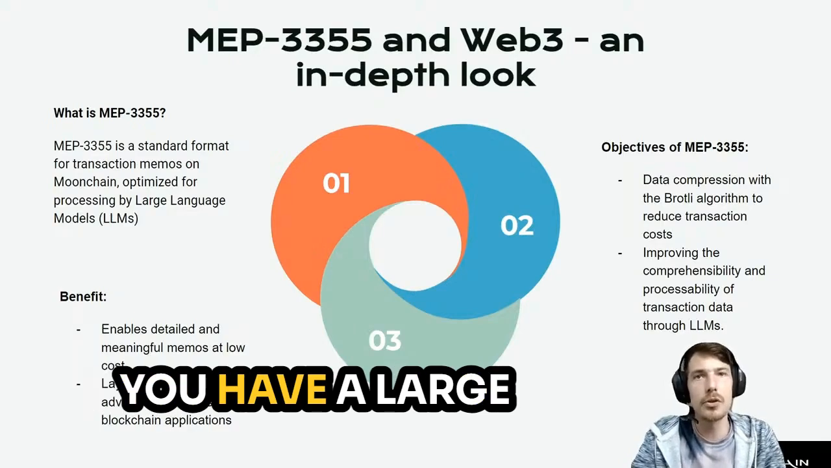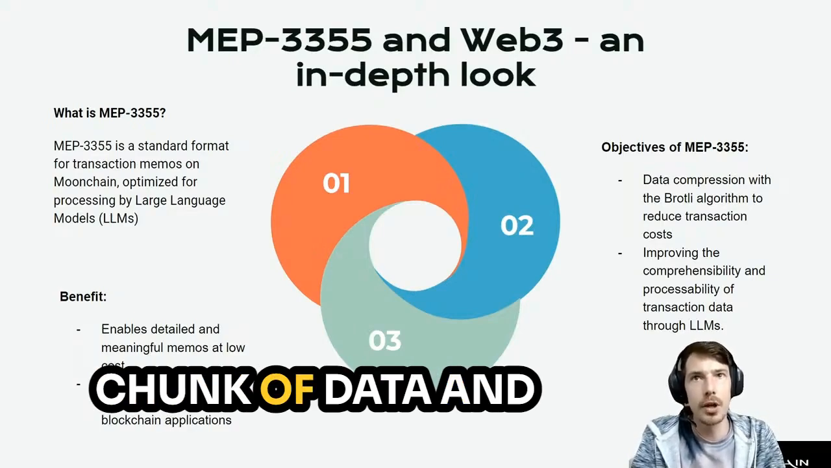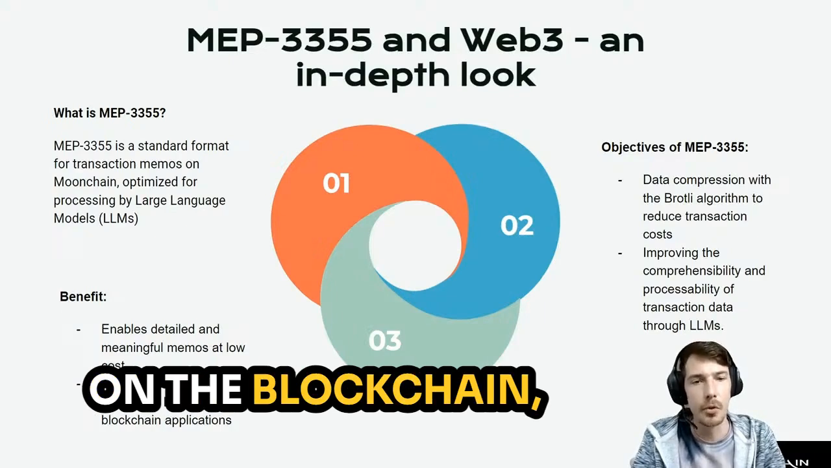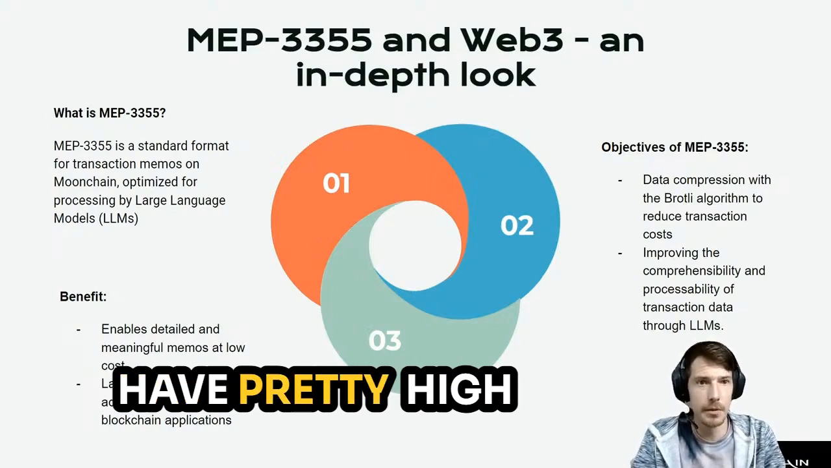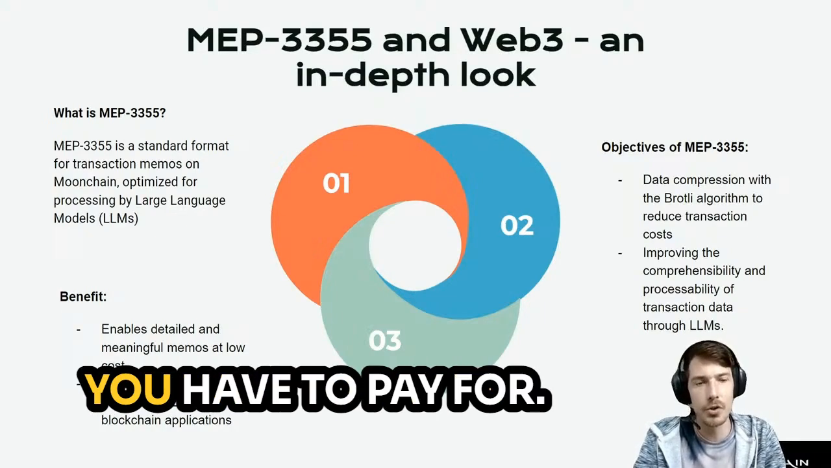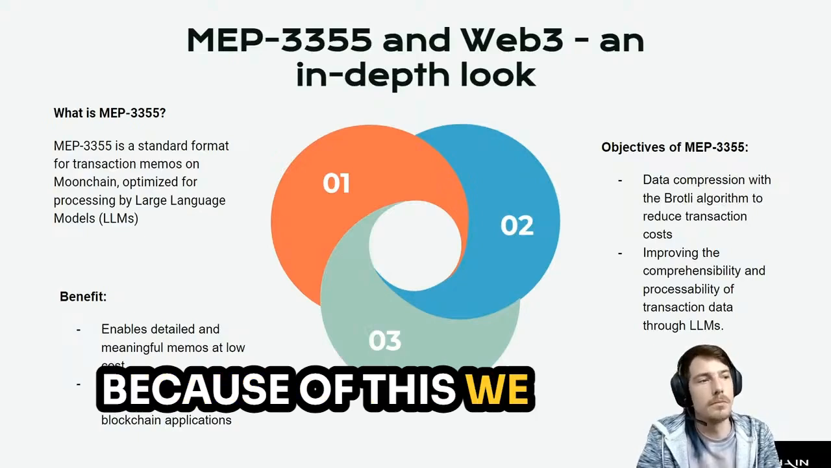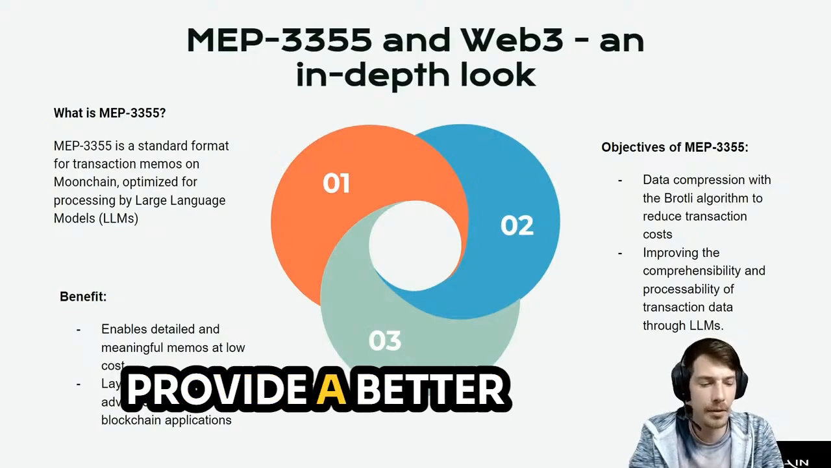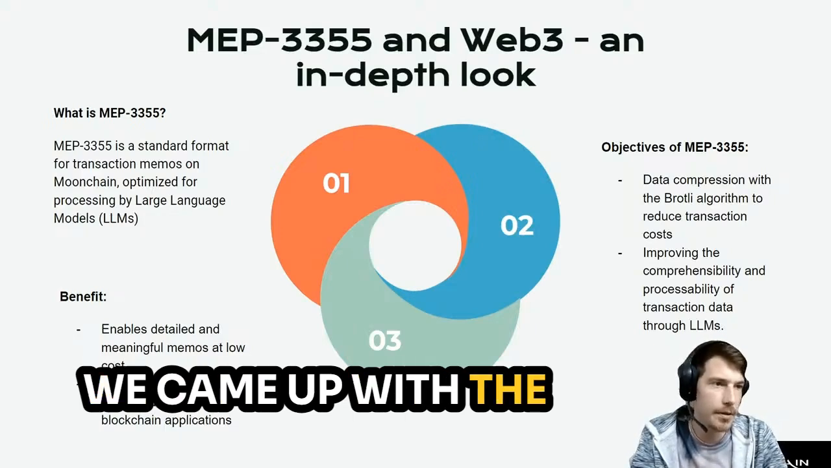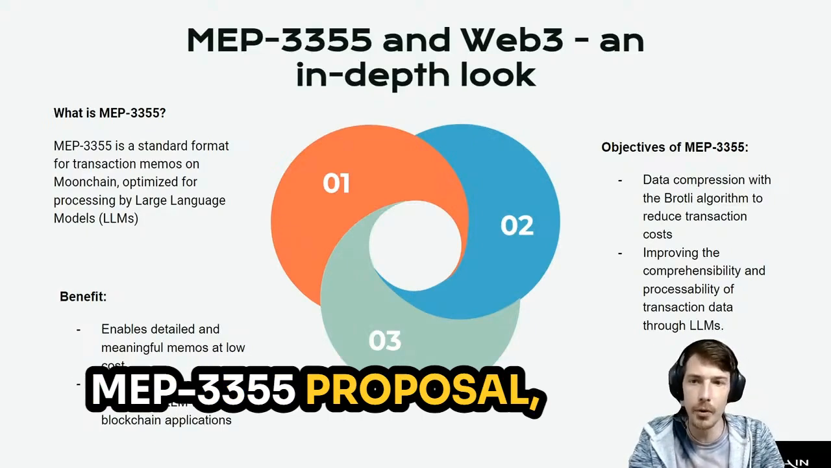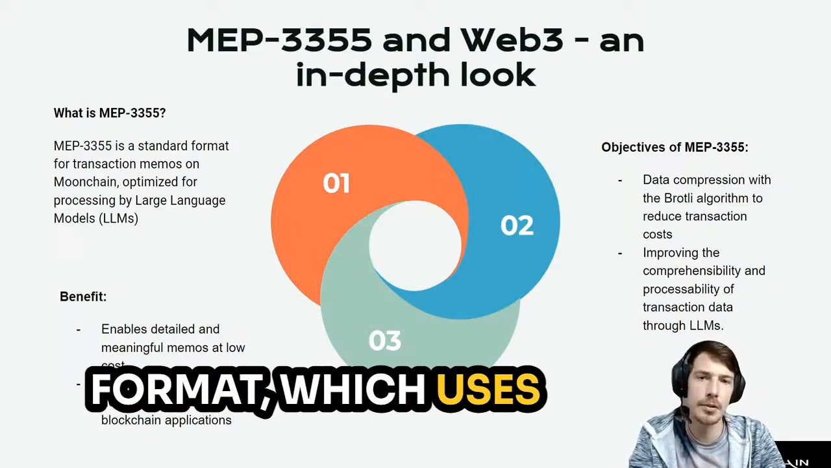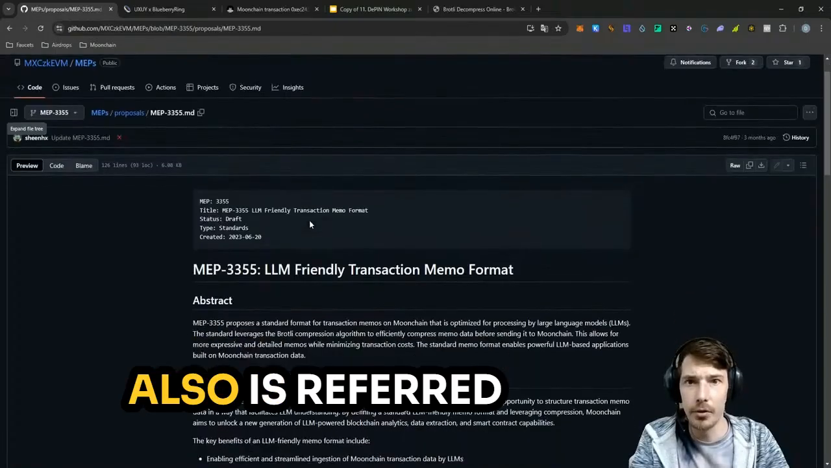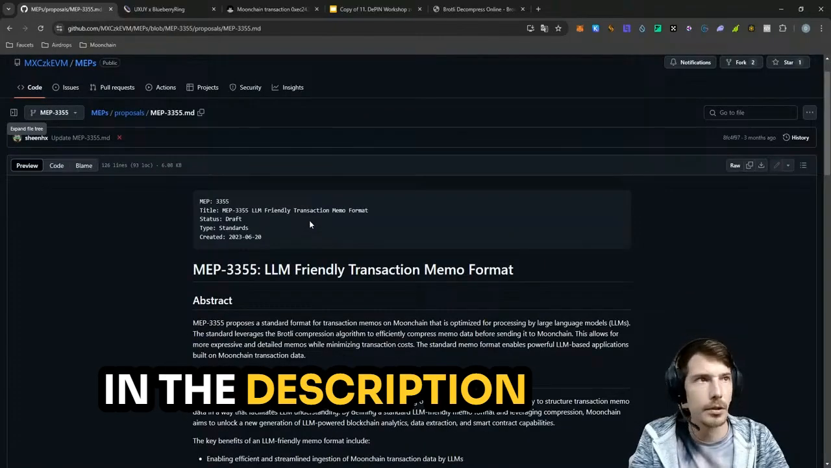When you imagine you have a large chunk of data and you want to send this on blockchain or save it on the blockchain, then of course you have pretty high gas costs which you have to pay for. Because of this, we thought about how we can solve this problem and provide a better solution for it. We came up with the MEP-3355 proposal as a compression format which uses the Brotli algorithm for compressed data. This repository also is referred in the description inside of our videos.